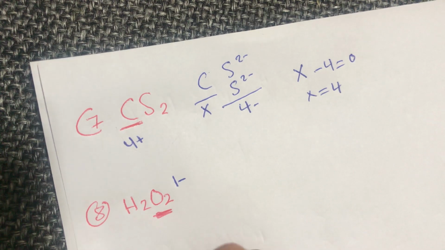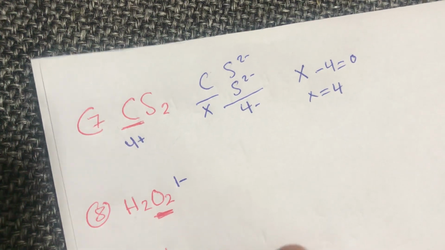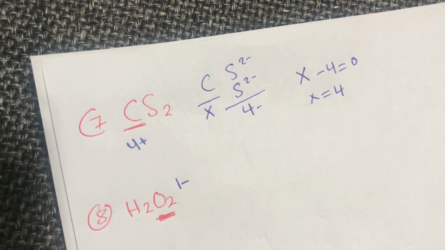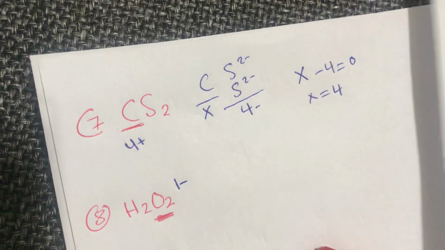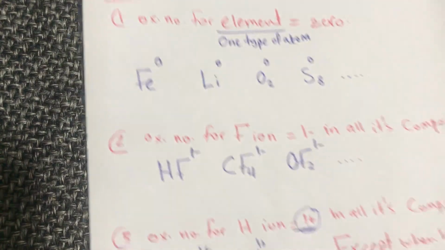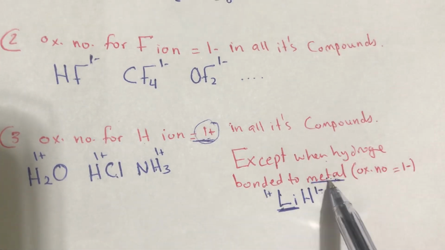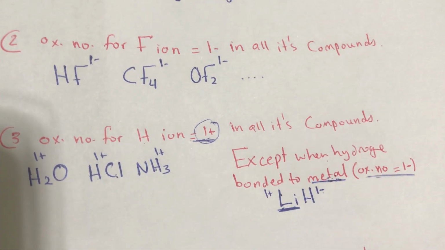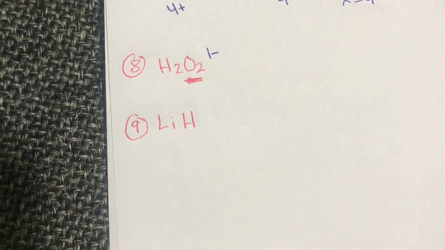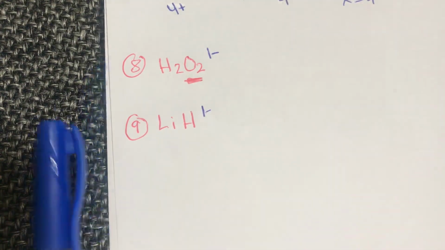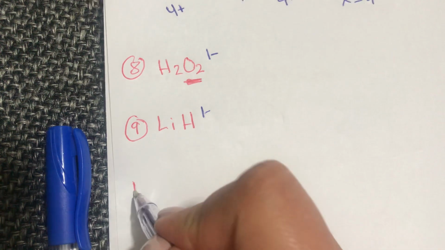9. Lithium hydride. Also, you have to remember the exception. When hydrogen is bonded to a metal, the oxidation number is -1. So here the oxidation number is -1.